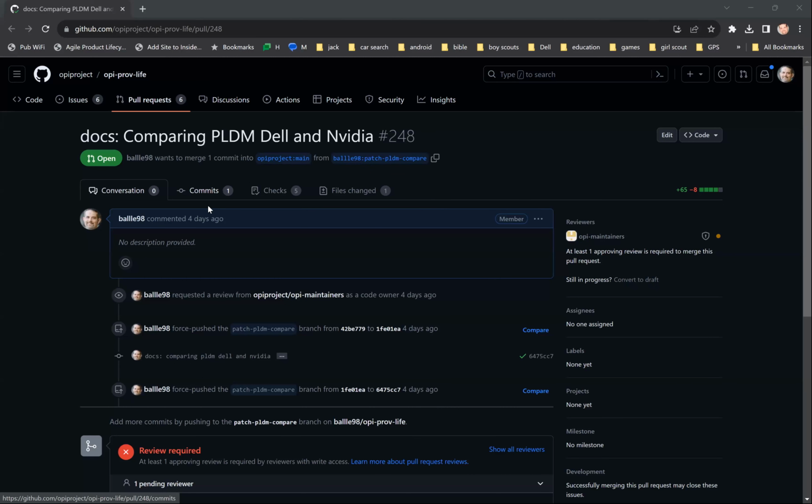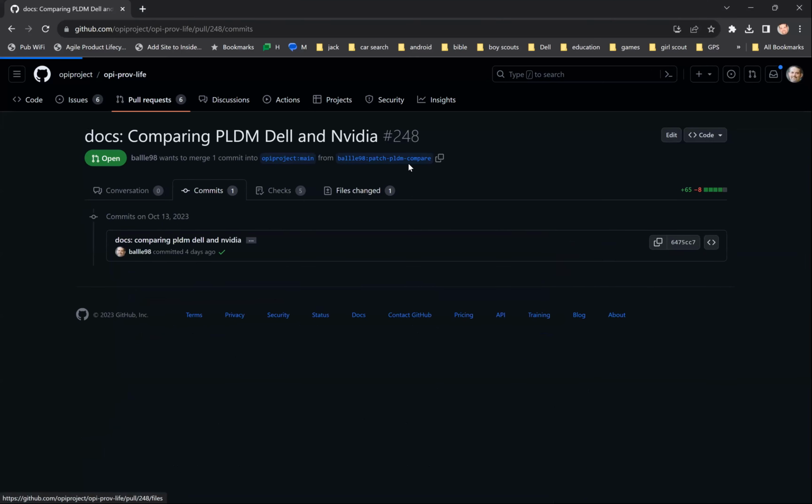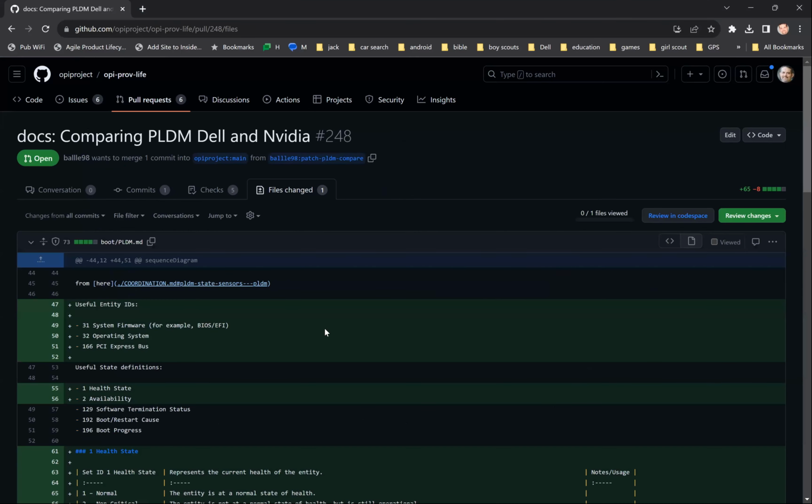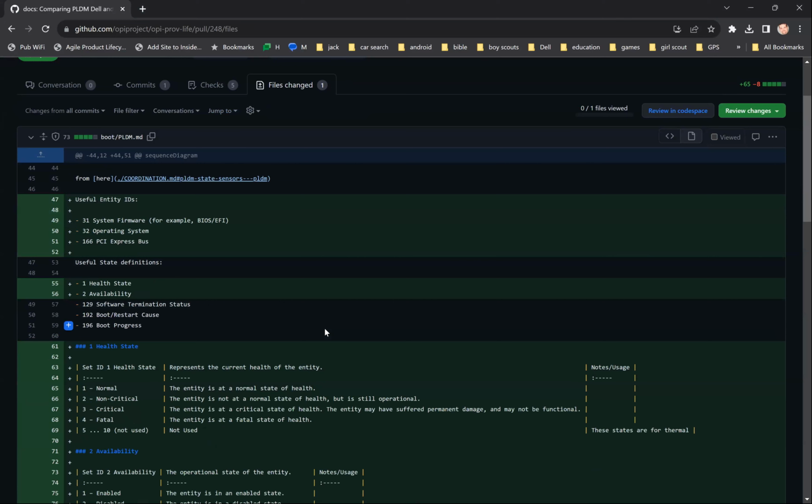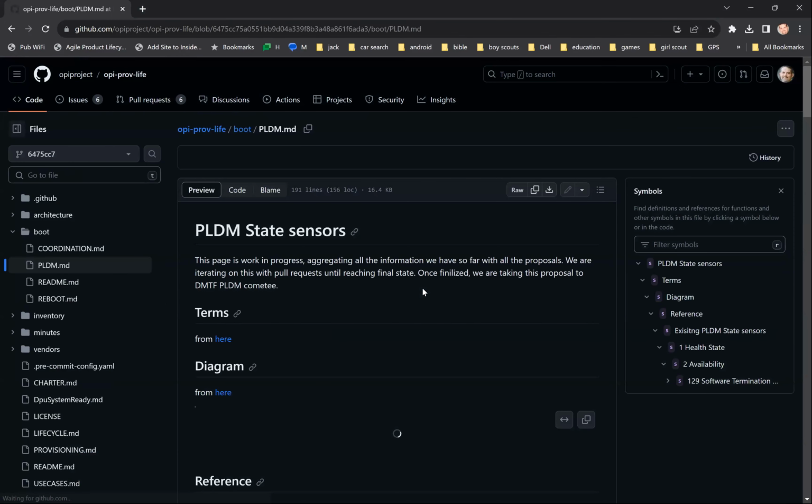Let's see. So commits, or I guess files changed would be better. Right, and then I think I can look at it. Three dots. Oh, the three dots, and then look at the preview view file. Okay.